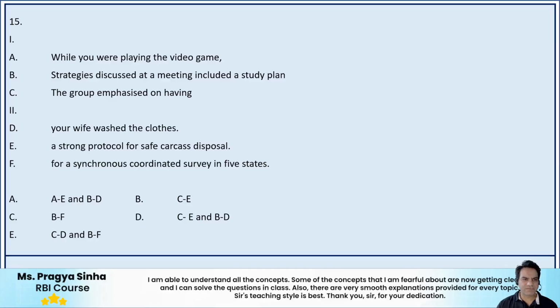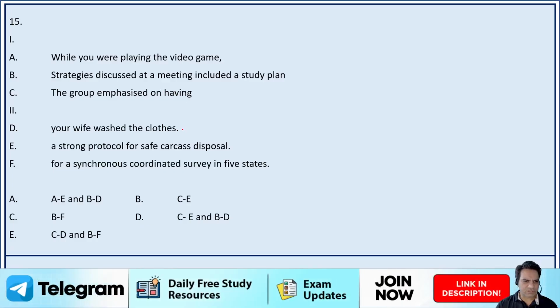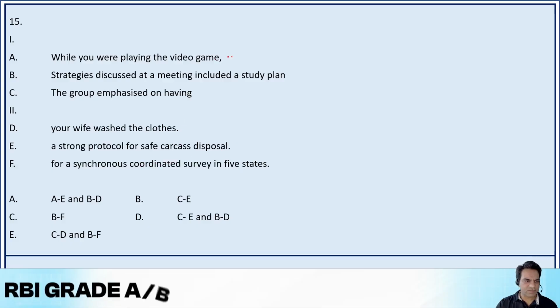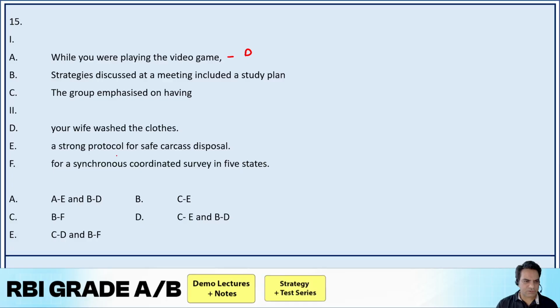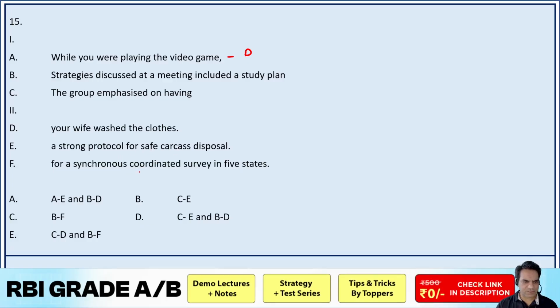While you were playing the video game, your wife washed the clothes. A strong protocol for, no; for a synchronous, no. So A with, I think, D. Strategies discussed at a meeting included a study plan. A strong protocol for safe carcass, no. For a synchronous coordinates survey in 5 states.